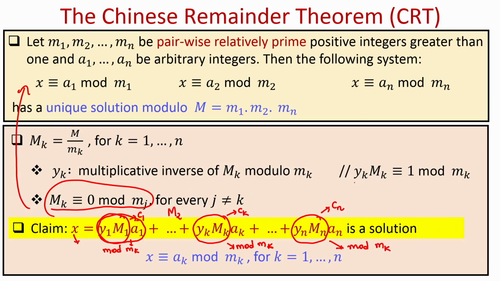But when I come to the kth summand here, I know that I have y k times M k present, and y k times M k modulo m k is 1. So, that is why this overall term modulo m k will give me a k, and again the remaining other terms will vanish, they will turn out to be 0. That means it tells me that if I divide x by m k, I will obtain the same remainder that a k gives me on dividing by m k, or equivalently x minus a k is completely divisible by m k.